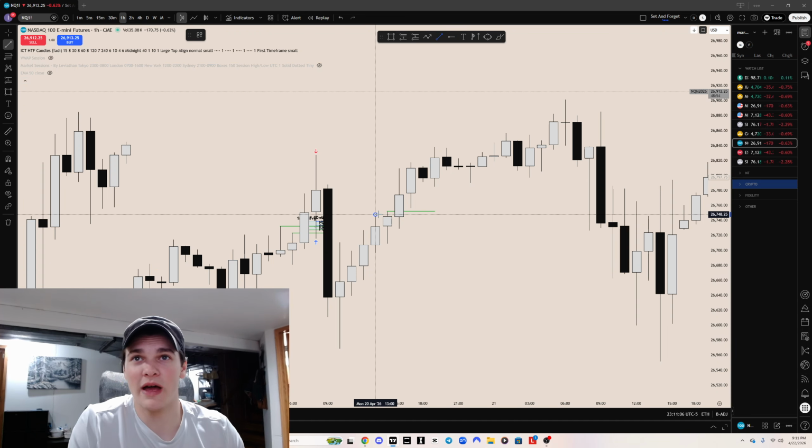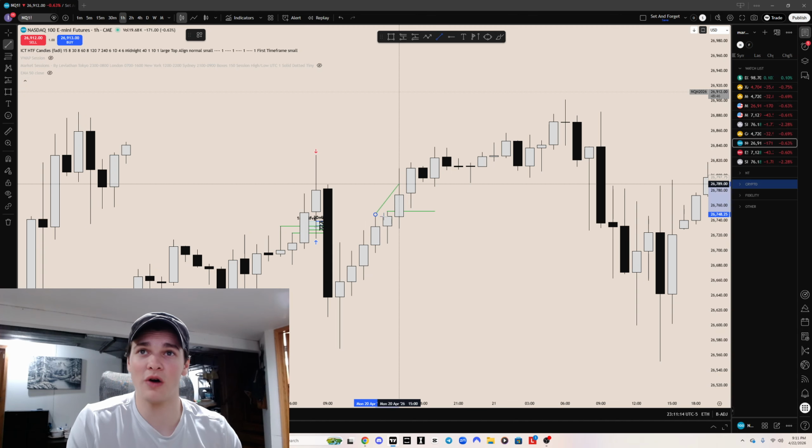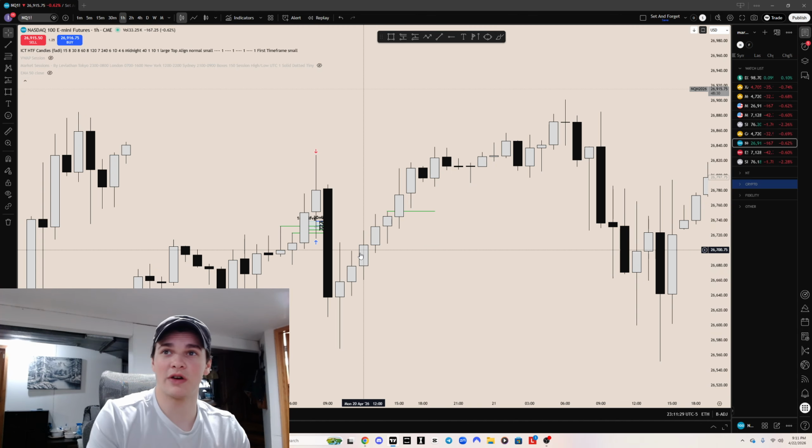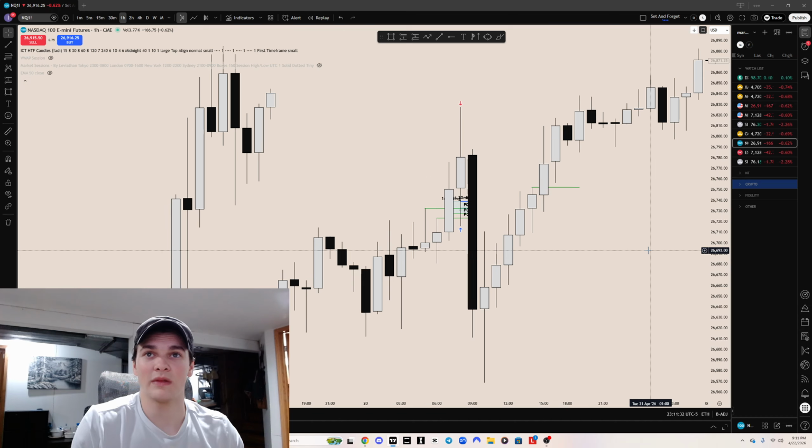If you can drag the POI level over and it hits a candle, the one that didn't close through the previous one, so this one closed through this one. If you're dragging a POI over and it's hitting the candle that has the initial candle range, that's not a valid POI. So let me show you.